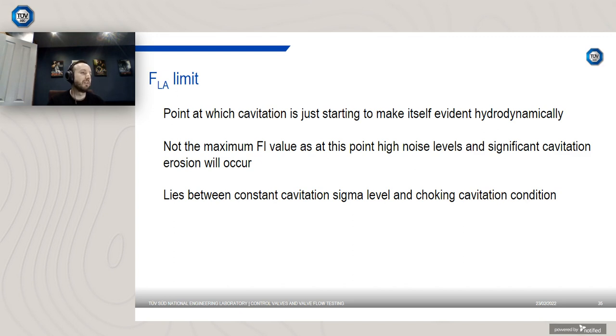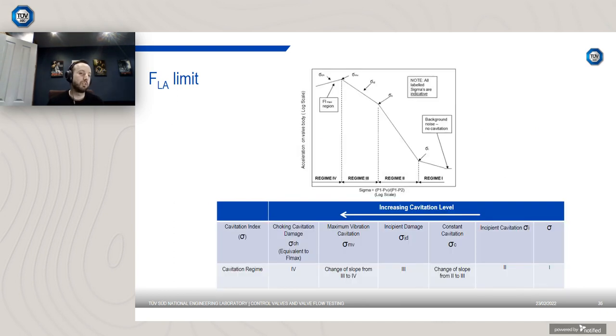It's not the maximum FL value. So a lot of the time in valve literature or data sheets, you'll see an FL value quoted. That's actually when the valve is fully choked. The FLA number is slightly before that, but it's a point at which you've got high noise levels and significant cavitation erosion. So it's a point at which you don't want to operate the valve. And it lies between the constant cavitation sigma level and the choking cavitation level. So if I show you the sigma chart again, it's somewhere within this region.